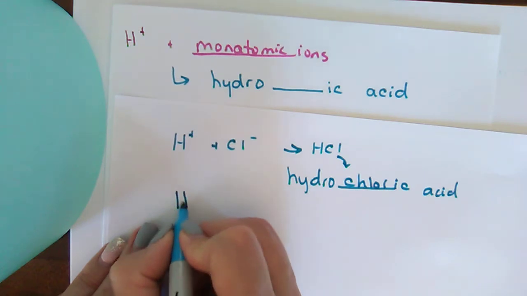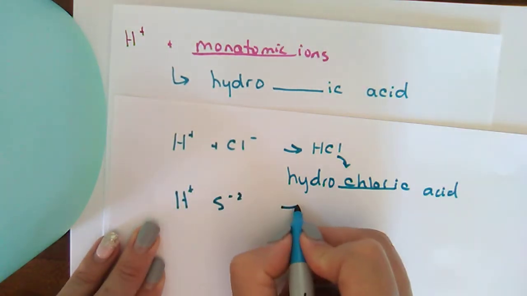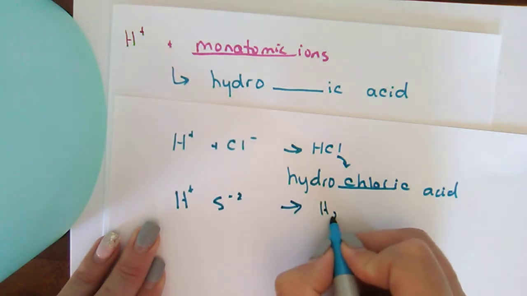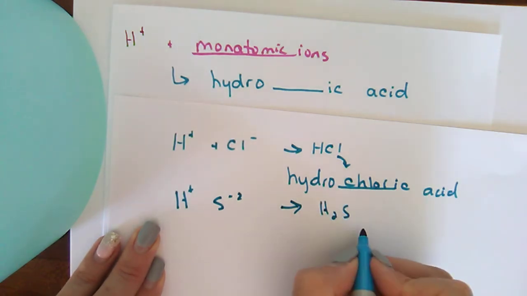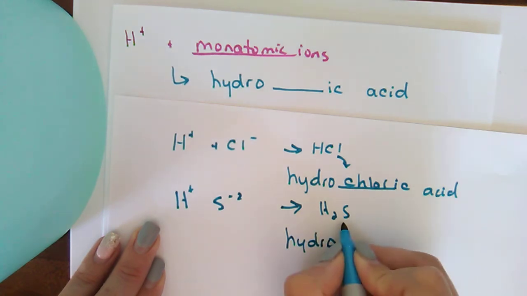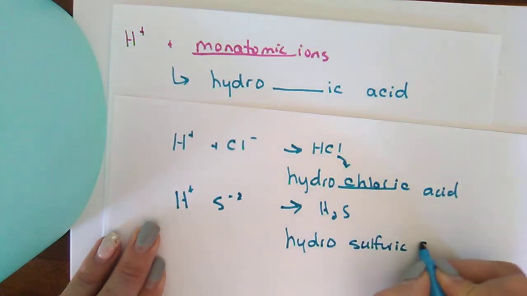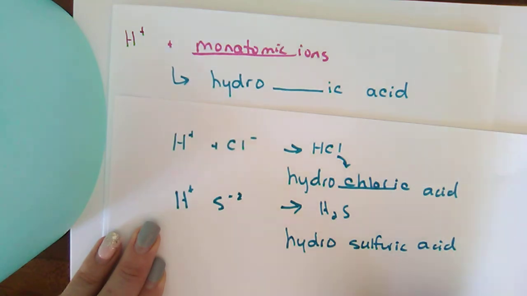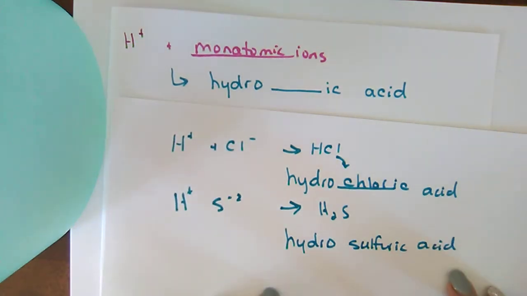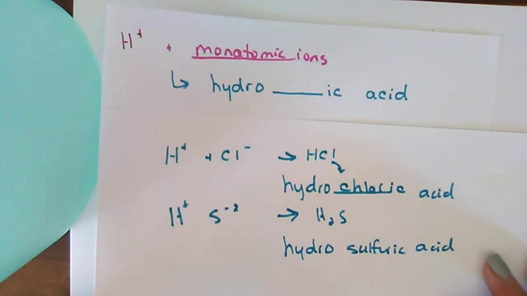If I have H and sulfur, which makes a -2 charge, when these combine, we're going to get H2S. Because there's no oxygen, we start again with hydro. The anion that makes this unique is sulfur, so this becomes sulfuric acid. Hydrosulfuric acid. So hopefully this helps us with how do I change a binary name into an acid name.